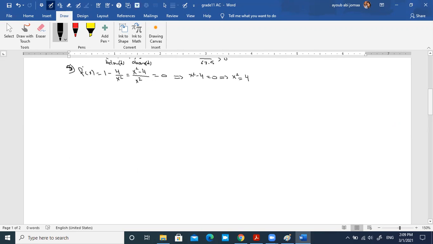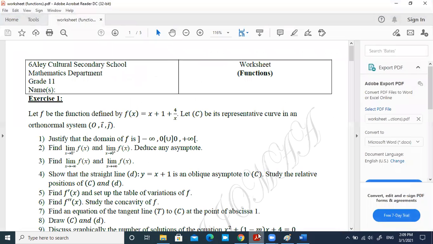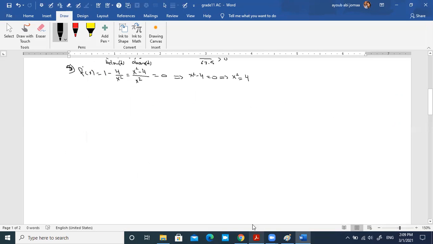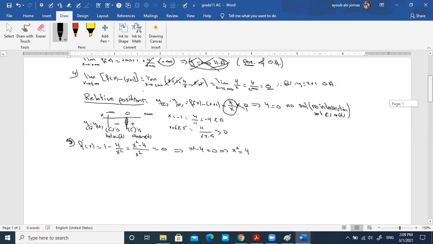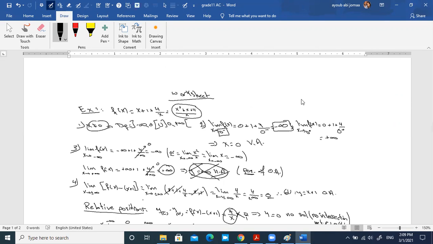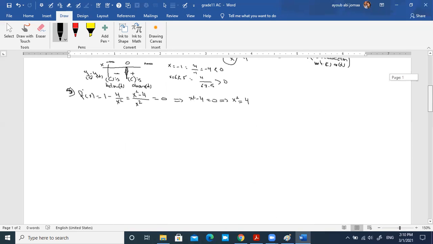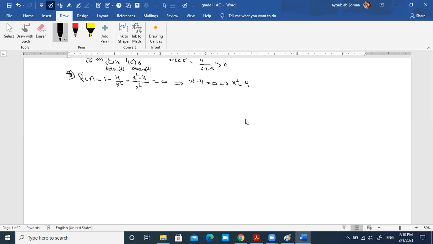Now, in part 5, find f prime of x and set up the table of variations of the function. Find f prime of x and set up the table of variations of the function. F prime of x: derivative of x is 1, derivative of 1 is 0, plus 4 over x, the derivative will be minus, you change the sign, 4 over x squared. Take common denominator: x squared minus 4 over x squared. This is f prime of x. Now, you have to study the sign of this.